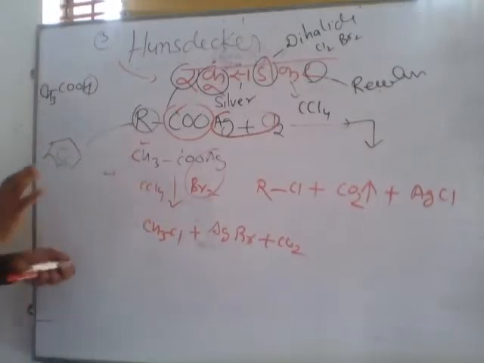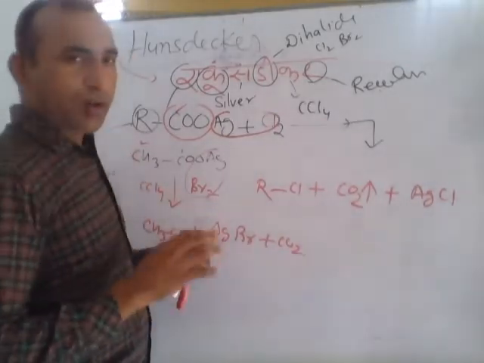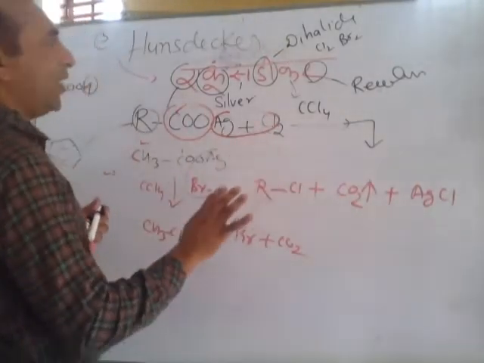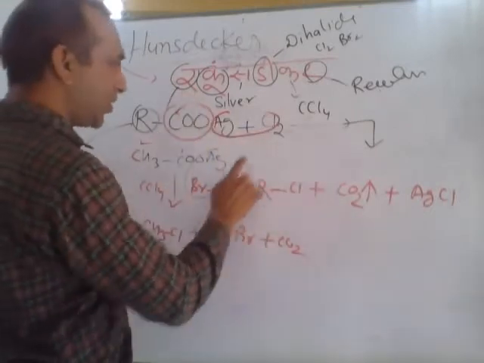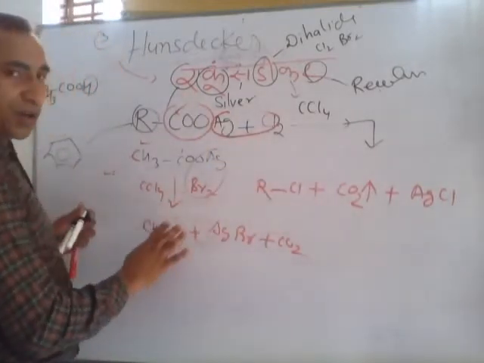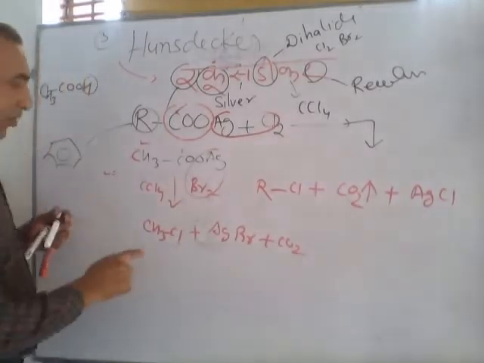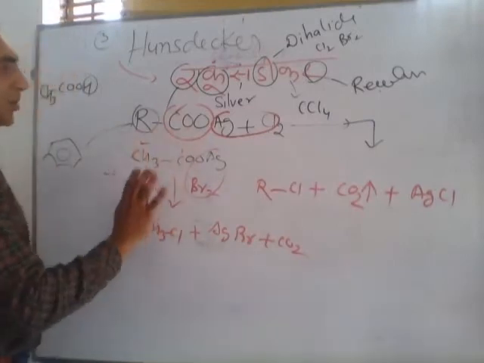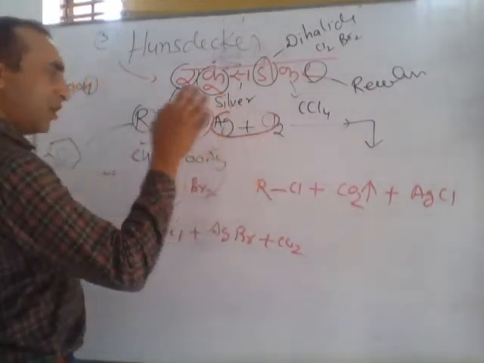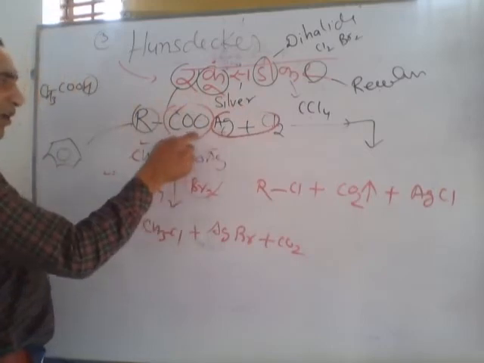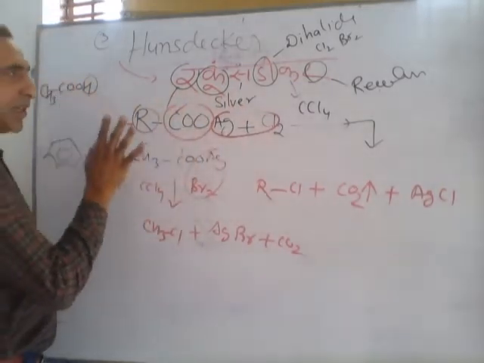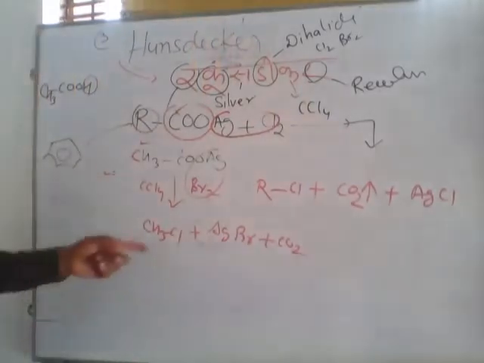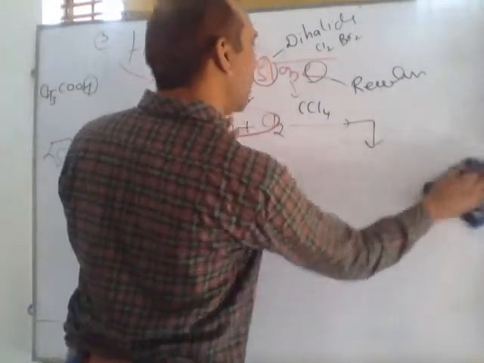But in this reaction, we can't use fluorine because fluorine is highly reactive and its affinity for hydrogen is very high. And if we use iodine instead of chlorine or bromine, then an ester will form, not ethyl chloride. So in the Hunsdiecker reaction, we use chlorine or bromine with the silver salt of a carboxylic acid in presence of CCl4 and haloalkanes are formed. This is called the Hunsdiecker reaction.